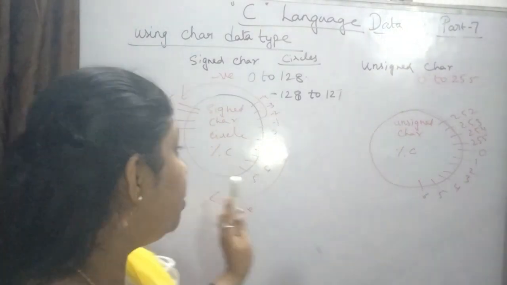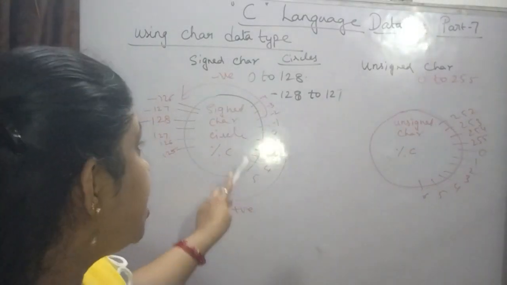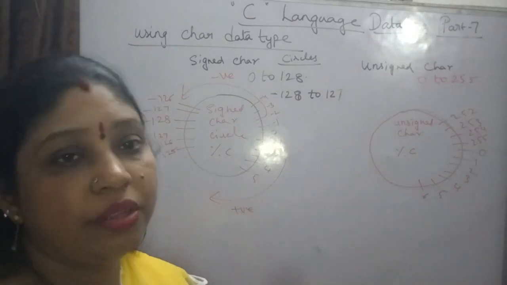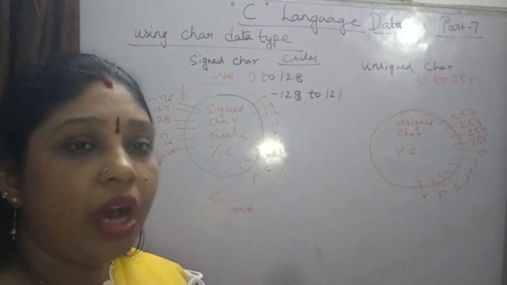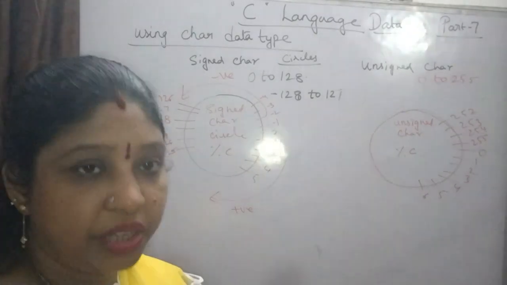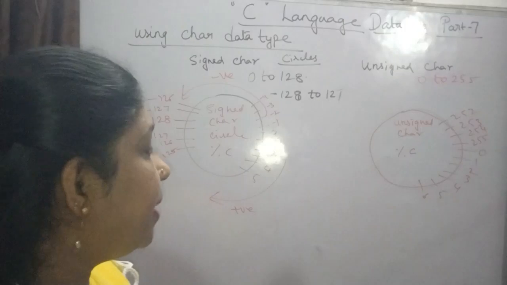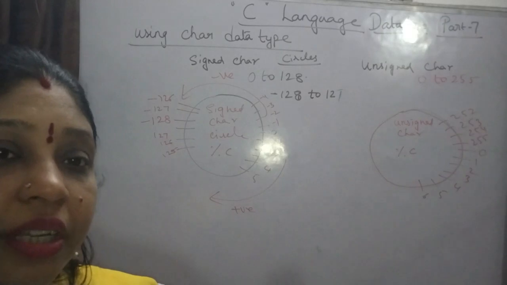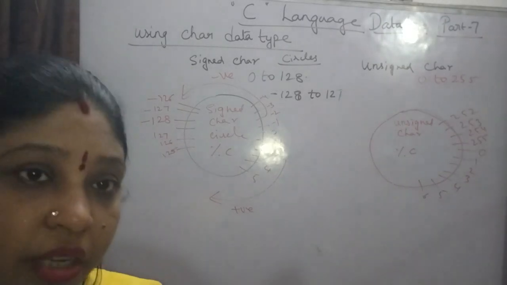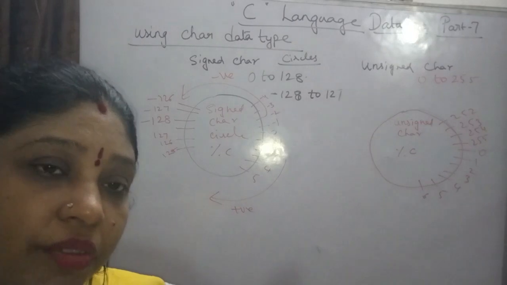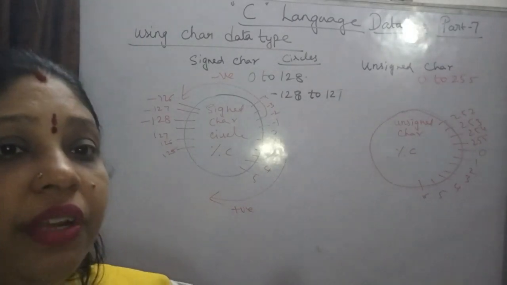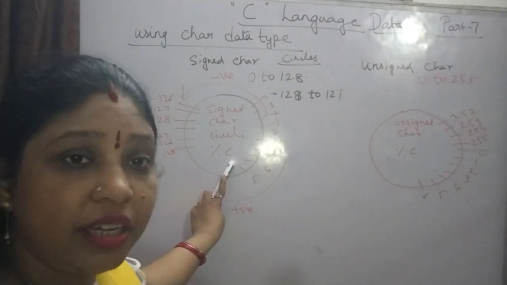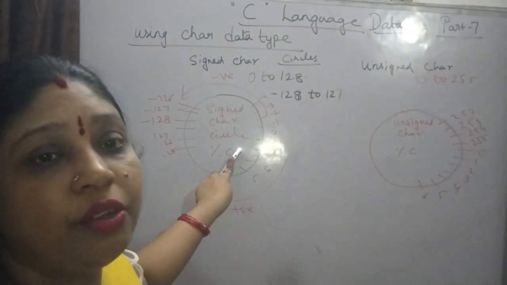Now I am going to discuss why I have drawn all these. I just want to show you how the values are displayed on the circle. When you ask the computer to retrieve any value, the compiler will enter into these circles and check whether that particular value is there or not, whether it is the input you are giving or the output you want. It will go into these circles and check the values. If you declare the signed char data type, it will enter into this circle.